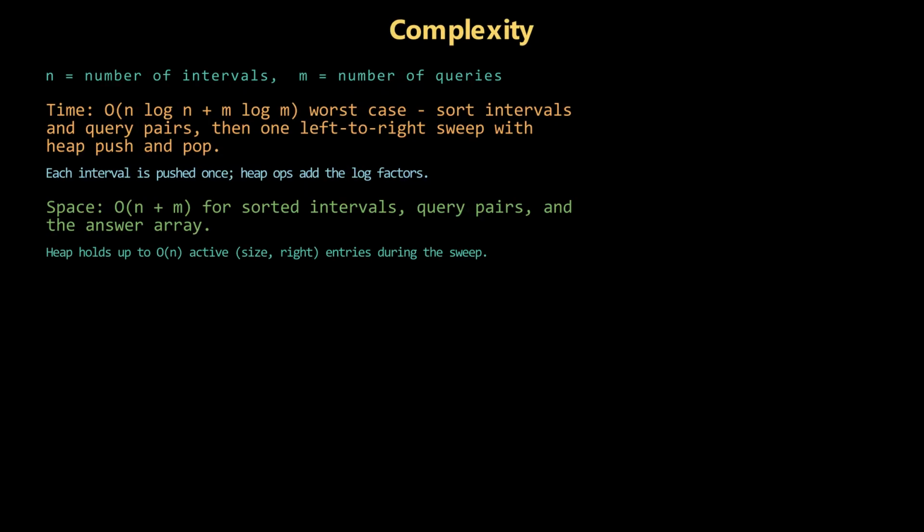Let n be the number of intervals and m the number of queries. Time is O(n log n + m log m), we sort the intervals and the query index pairs, then sweep once. Each interval is pushed at most once, and heap work adds the log factors. Space is O(n + m) for the sorted inputs, pairs, and answers, plus up to O(n) entries in the heap at once.